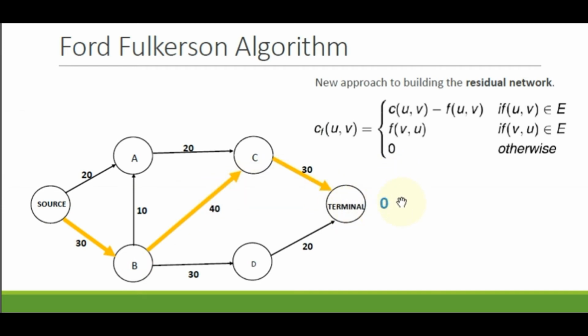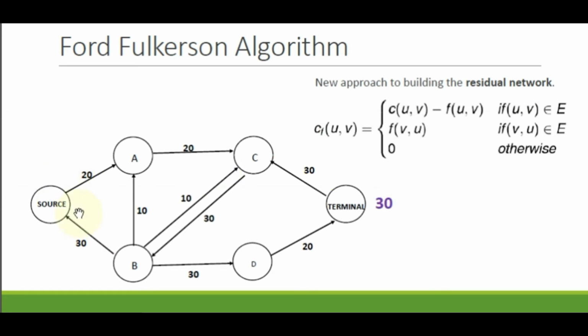So after this we will calculate the leftover capacities, which is the residual network. From source to B the forward edge would be equal to the capacity minus the flow. So 30 minus 30 is 0, and the backward edge is equal to the flow, so backward edge would be 30. The forward edge from B to C would be 40 minus the flow, which is 30. So forward edge is 10. The backward edge is the flow, so 30. Again, for C to terminal, the forward edge would be 0 and the backward edge would be 30. So this is what our residual network looks like, with the backward edge of 30 and the forward edge of 10 from B to C.